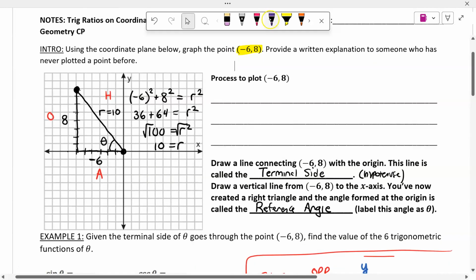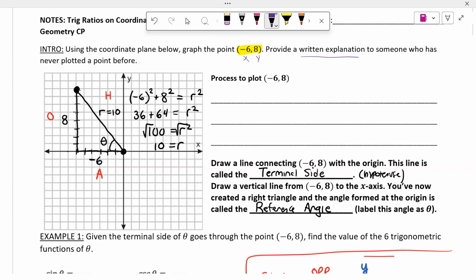So first and foremost, we know that every coordinate is an x, y value, where x controls left and right, y controls up and down. So if I was to provide a written explanation to someone how to plot this point, notice x is -6, which tells me, since x controls the horizontal direction, left and right, from the origin here, where I'm highlighting in purple, I'm going to have to go left 6. And then since the y value 8 is positive, and y controls up and down, I'm going to have to go up to this point here, 8.